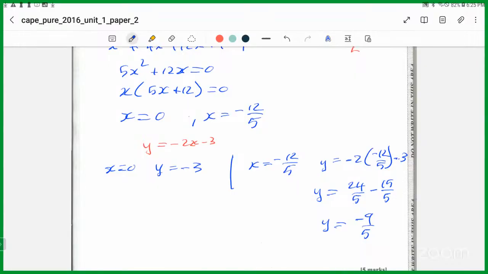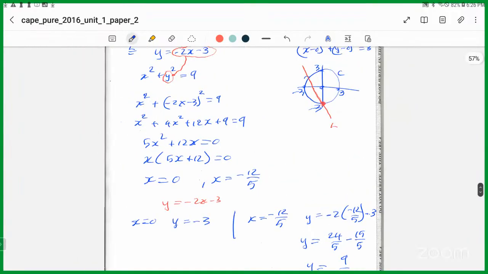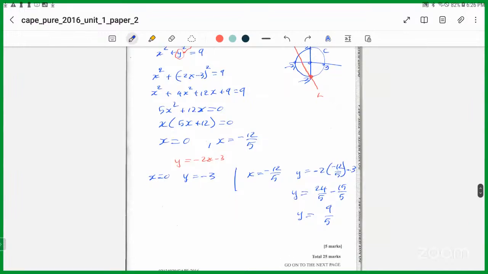That's it. No, not negative. Positive 9 over 5, not negative, Mr. Shaw. Positive. Clearly not negative because it's above the x-axis. 9 over 5. That's up here. Those are 2 points. One point is (0, -3), and the other point is -12 over 5.